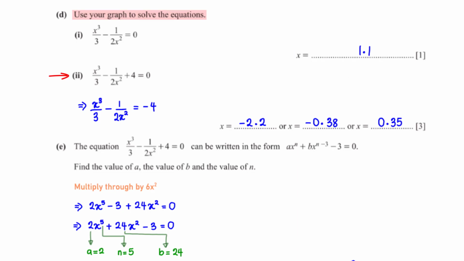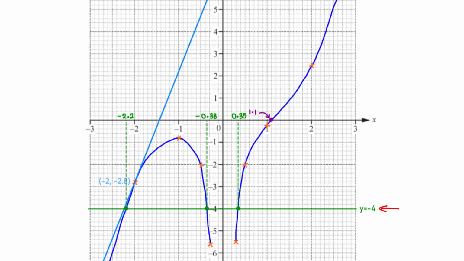For this equation, we need to first rewrite it to leave the function of the curve on one side of the equation. This means the line we need to draw is y equals negative 4, and we need to find the x-coordinate of the intersection point between the curve and the line y equals negative 4. On the grid, we've drawn the line y equals negative 4, and the x-coordinates of its intersection points with the curve are negative 2.2, negative 0.38, and 0.35.